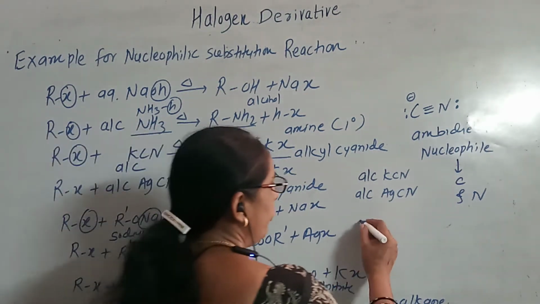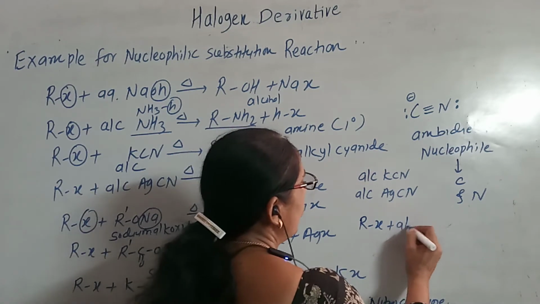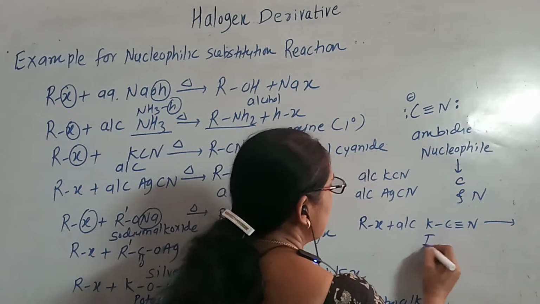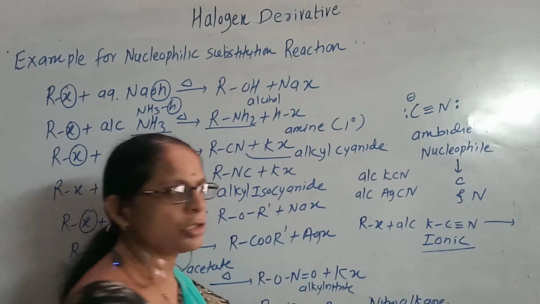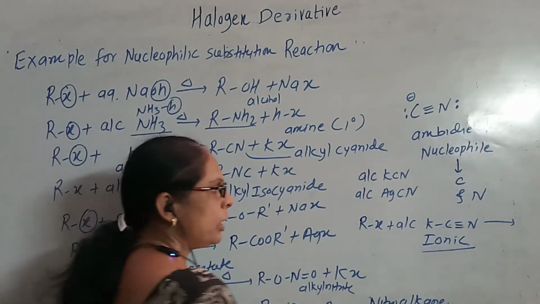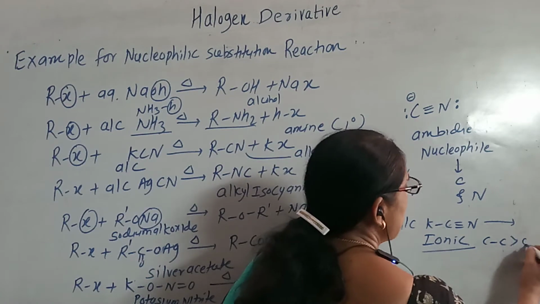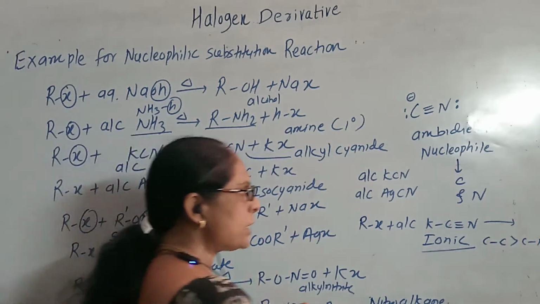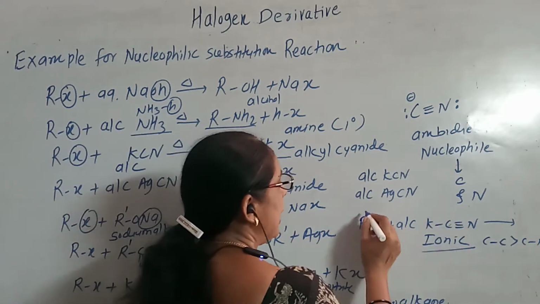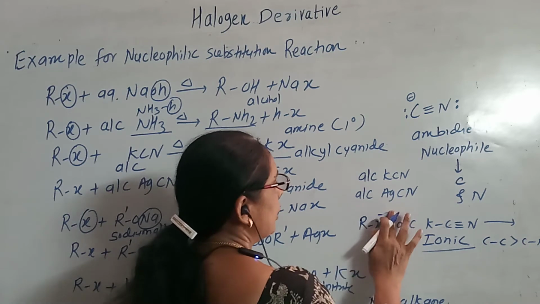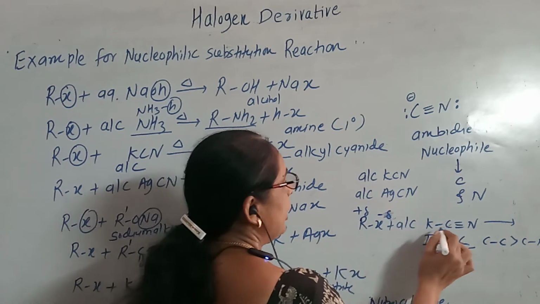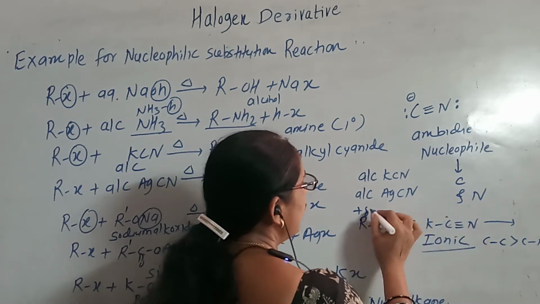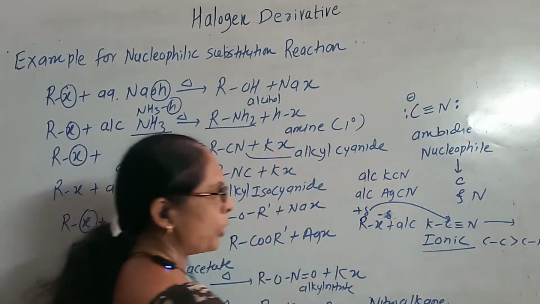So let us consider. When alkyl halide is reacted with alcoholic KCN, what happened? Alcoholic KCN is predominantly ionic in nature. This reaction is ionic in nature. So here the C-C bond is stronger than the C-N bond. In this case, X is negative and R is positive. Therefore, the R group gets attached with the carbon as a negative and you get an alkyl cyanide as a product.